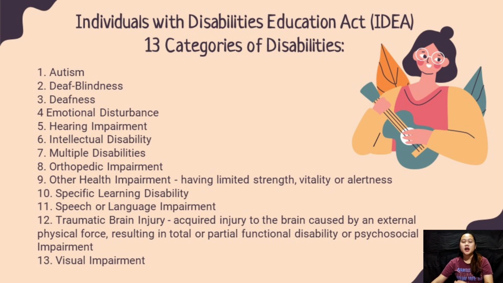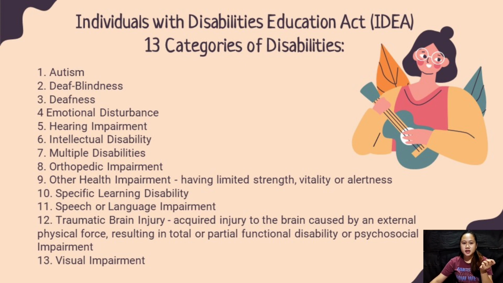So the 8th category of disability is orthopedic impairment. Orthopedic impairment is an impairment that has a negative impact on a child's educational performance. This impairment is caused by a congenital anomaly as well as impairment caused by disease. Examples of this are cerebral palsy, amputation, and fractures or burns that cause contractures.